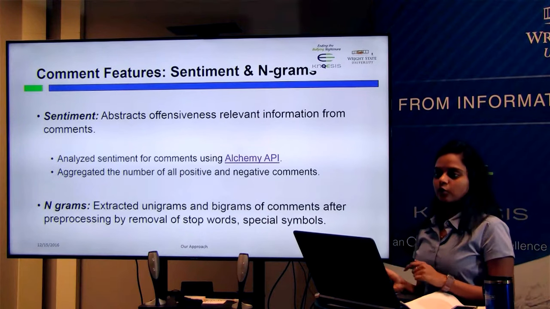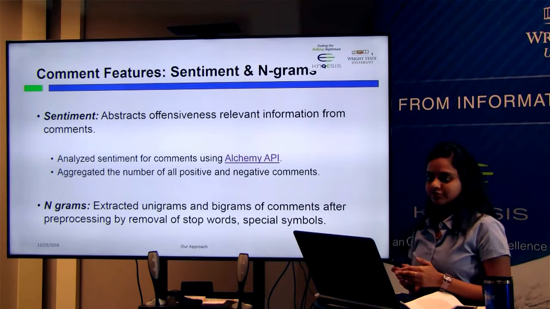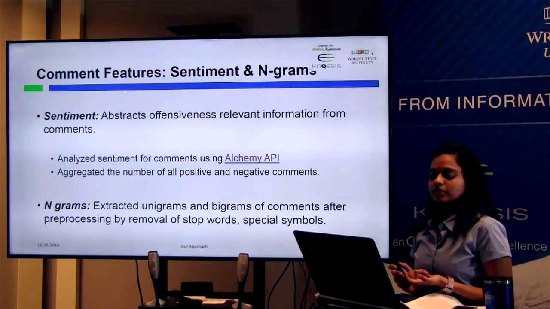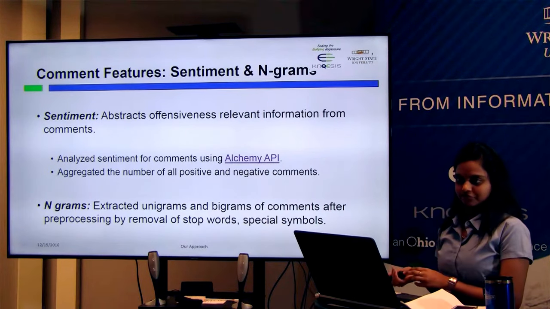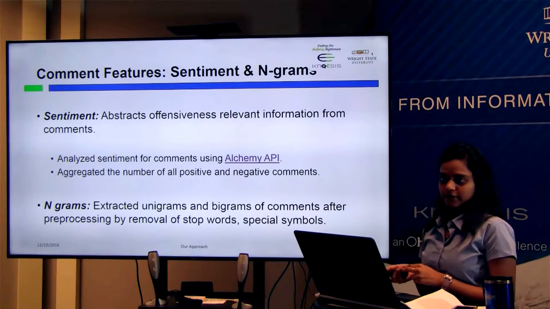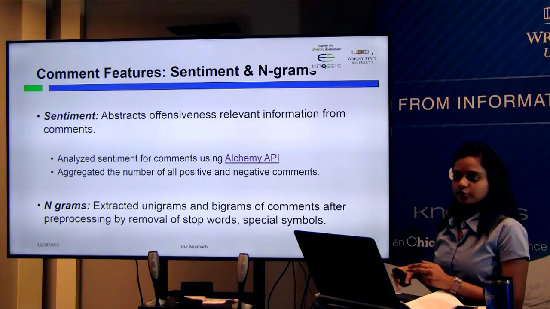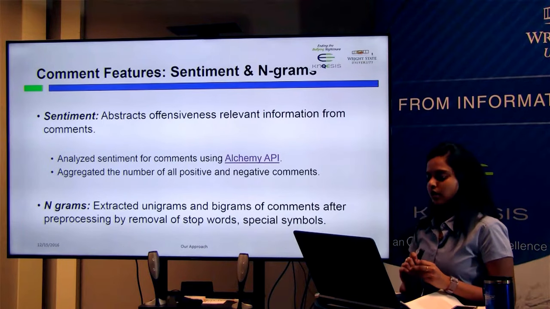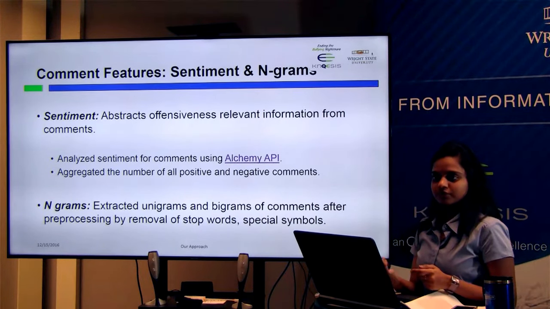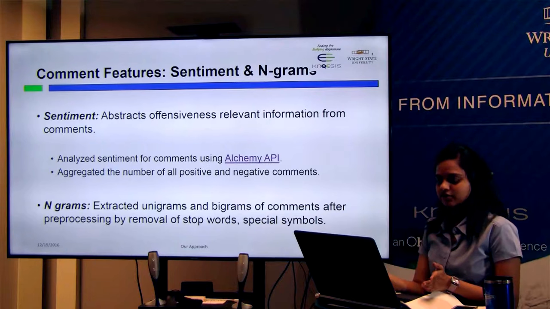In order to incorporate these features in our feature set, we computed sentiment and n-grams of the comments. We use sentiment because it abstracts some offensive-related information about the video. We computed sentiments using Alchemy API. Then we aggregated the number of all positive and negative comments per YouTube video. Then n-grams: we extracted unigrams and bigrams of each comment, and after preprocessing them, we use these features for our classification.